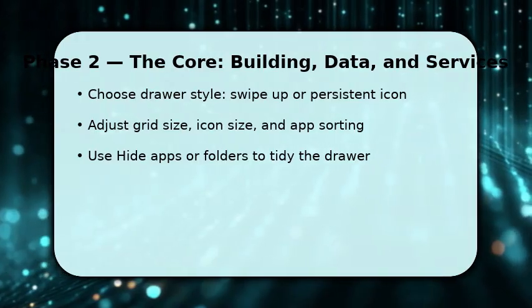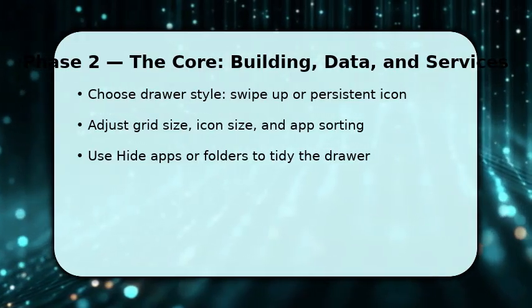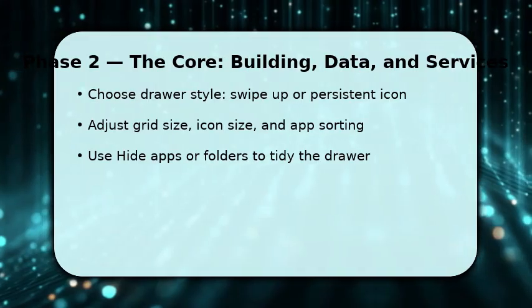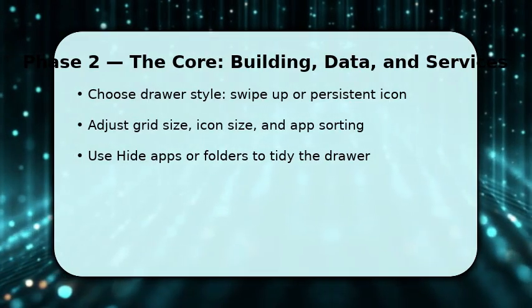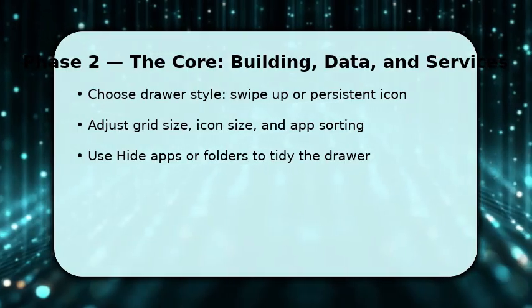find apps quickly. Use Hide Apps to keep private apps out of sight, and create folders inside the drawer for related apps. Once done, preview by opening the drawer and checking spacing and order.